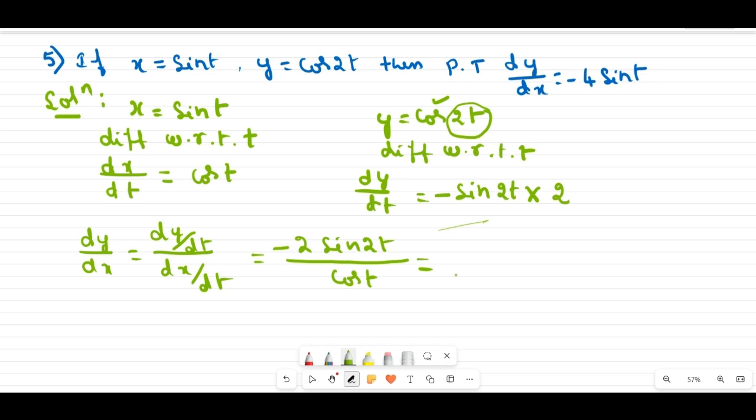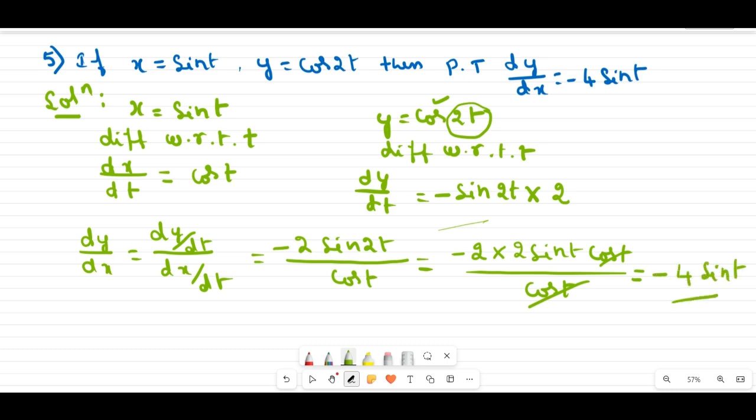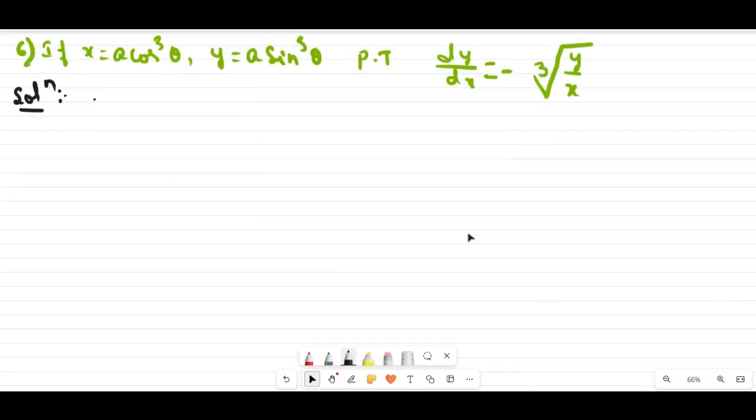What we have to prove is dy by dx is equal to minus 4 sin t. In the numerator, we have sin 2t. Using the multiple angle formula, sin 2t can be written as 2 sin t cos t, whole divided by cos t. Cos t and cos t get cancelled. The remaining is minus 4 sin t. So this is the final answer. I will move to the sixth question.